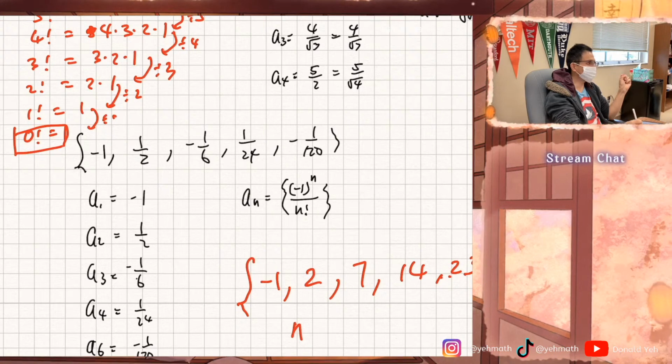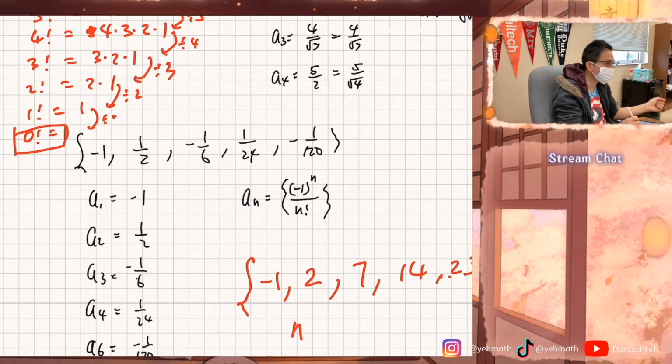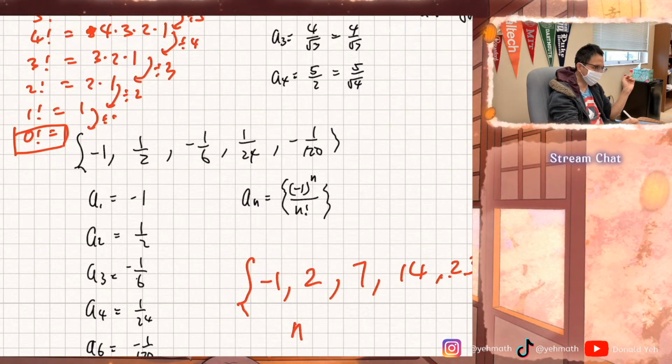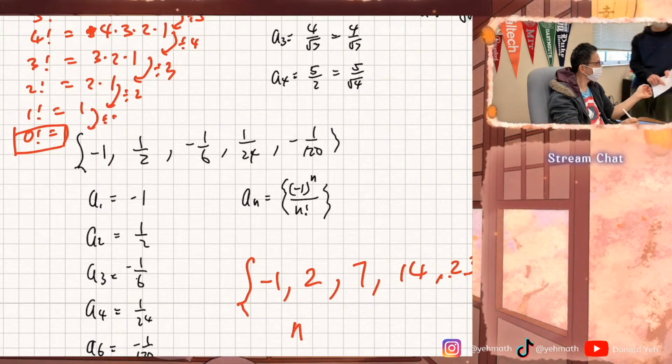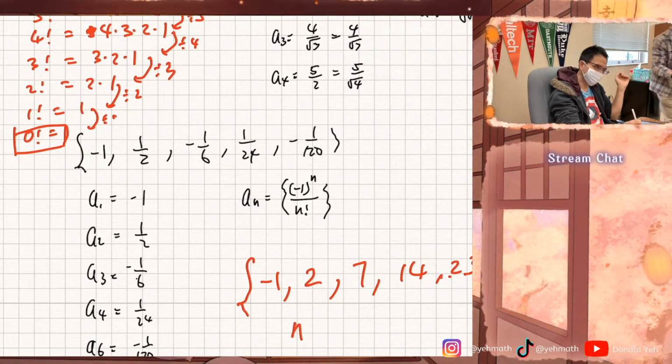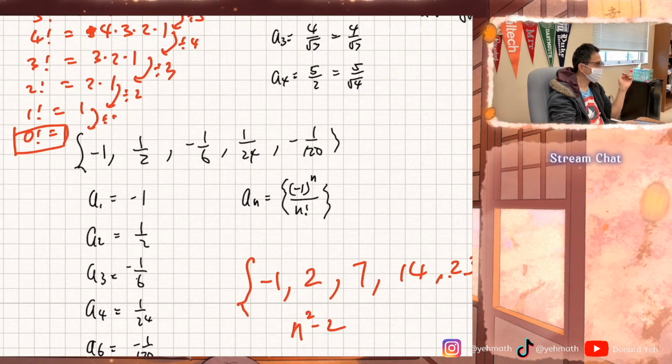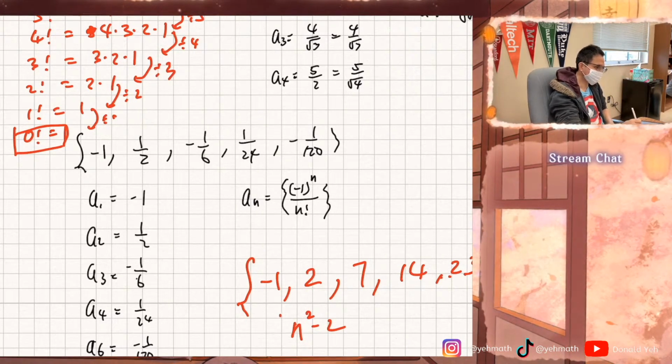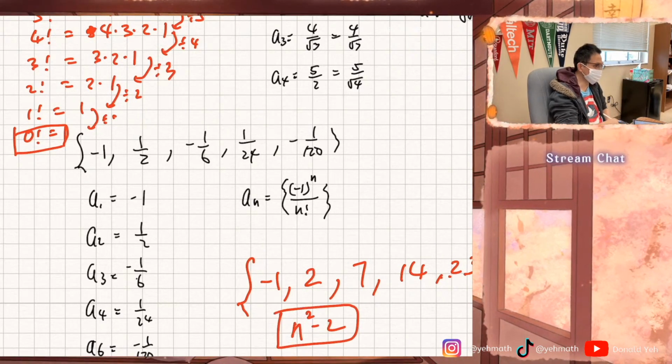You were thinking about recursive. Most of you think about recursive. Yep, that's it. Oh wait, wrong sign. It's just this, right? So it is super simple. Here's the answer: n squared minus 2.